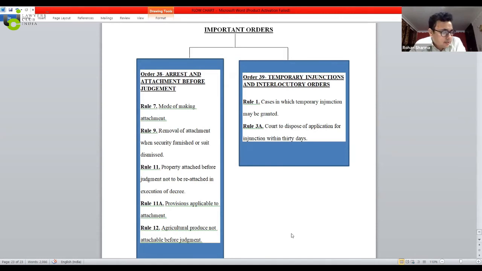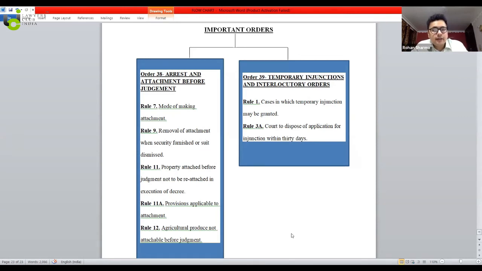Then I think this is the last slide, again procedural orders regarding arrest and attachment. Let's say there is an anticipation that this person might evade the process of justice. Then in what cases a person can be arrested, in what cases a person can be asked to furnish security, in the manner of a property to be attached, and things like that.